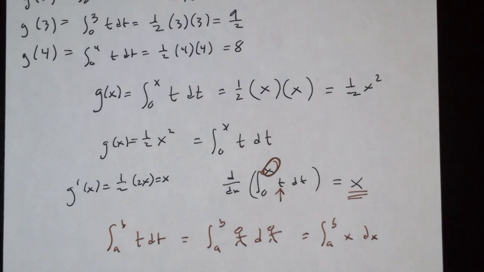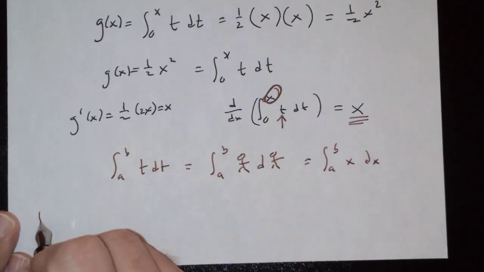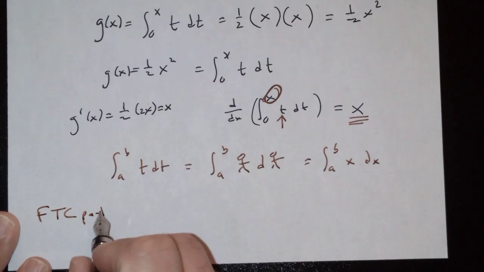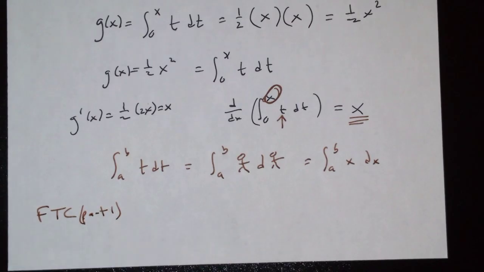Between Newton, Leibniz, Lagrange, Laplace, and a bunch of other mathematicians of the time, they said, wait a minute. The derivative of an area is the thing we were summing up. And thus was born the first version of the fundamental theorem of calculus. The fundamental theorem of calculus, part 1.